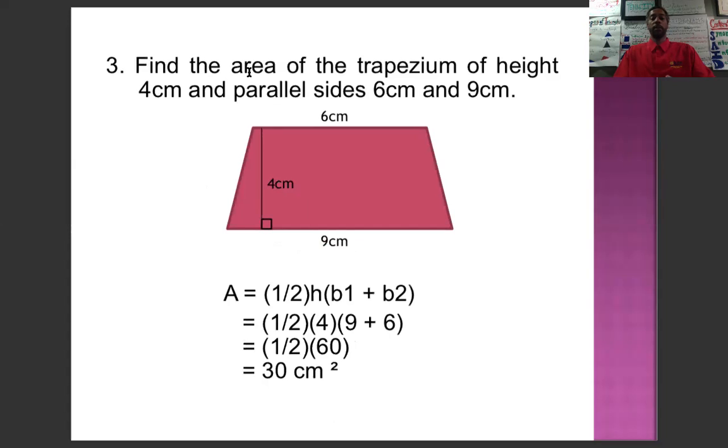Find the area of the trapezium of height 4 centimeters and parallel sides 6 centimeters and 9 centimeters. If the area equals 1/2 the height times the sum of base 1 and base 2, then our area is 1/2 of 4 times 9 plus 6, which is 15. 4 times 15 is 60. 1/2 of 60 gives us 30 square centimeters.